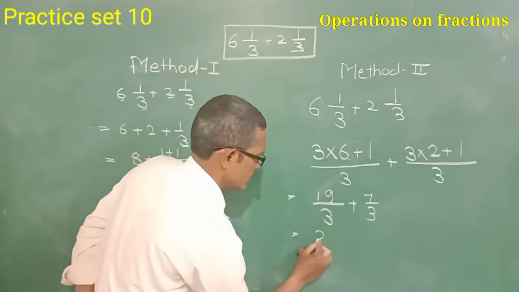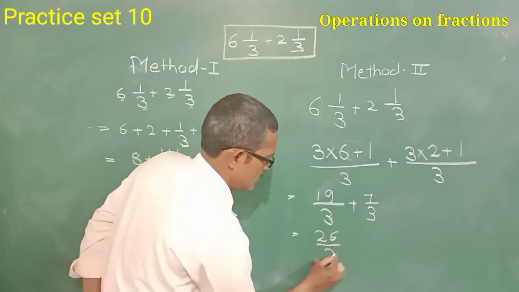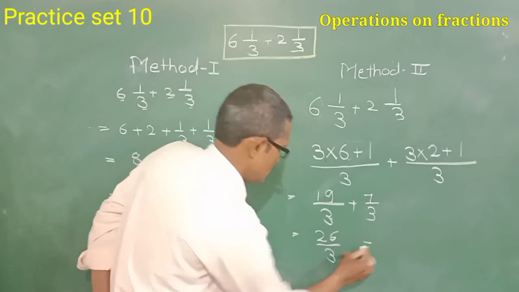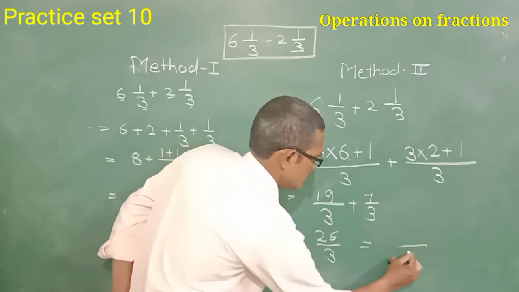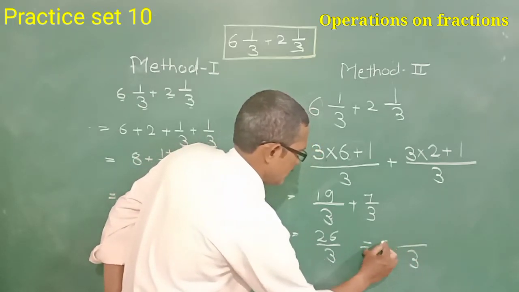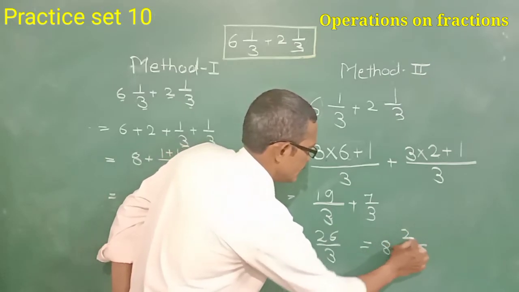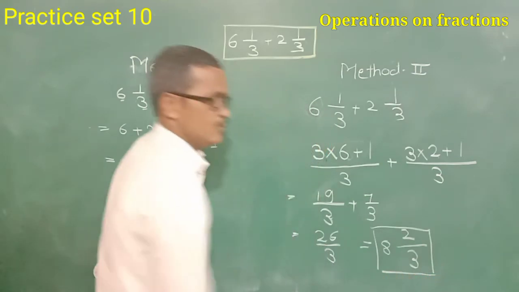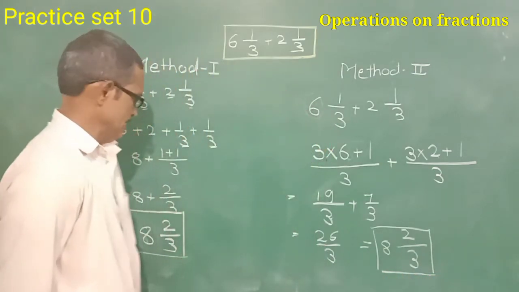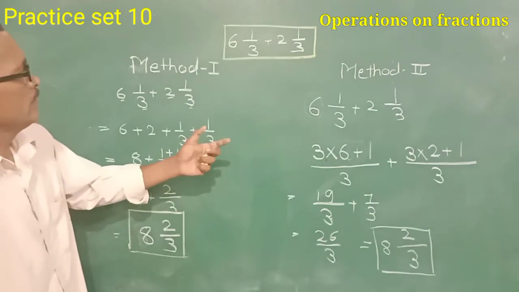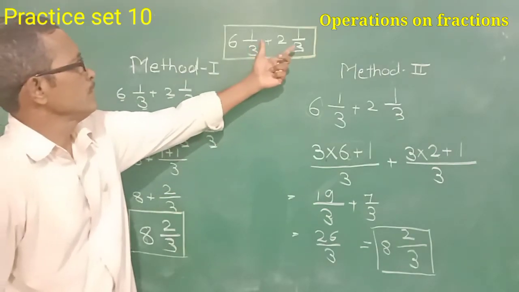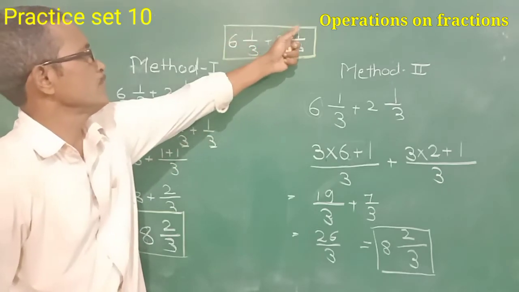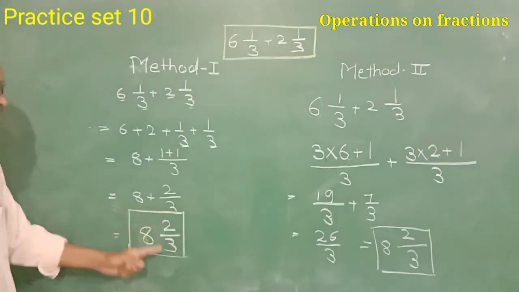is 26, 26 upon 3, which is equal to 8, 3 8s are 24 and 2, so we get 8 integer 2 upon 3. Similarly, when we add 6 1 upon 3 plus 2 1 upon 3, we get 8 2 upon 3.